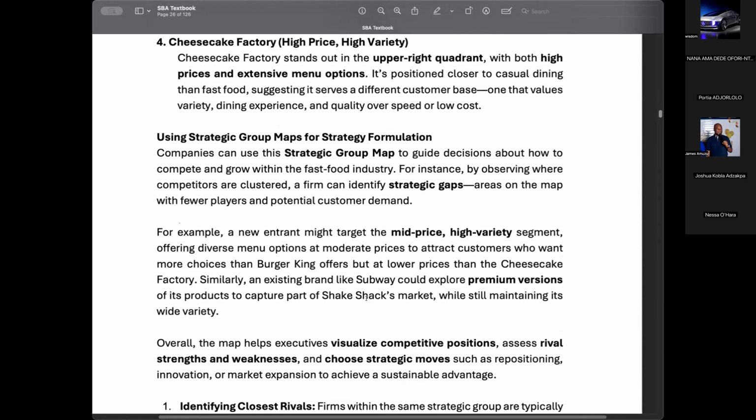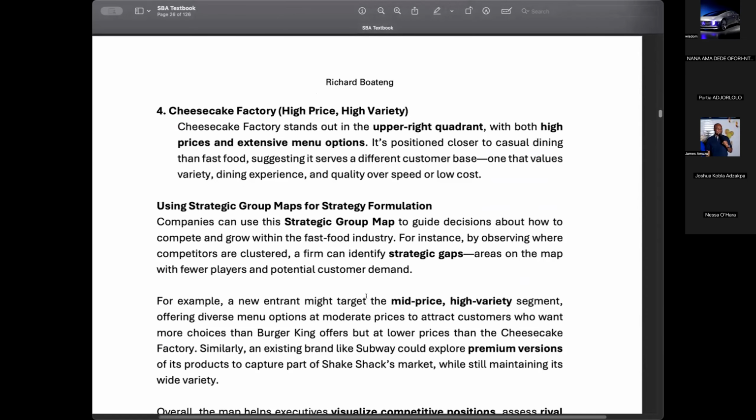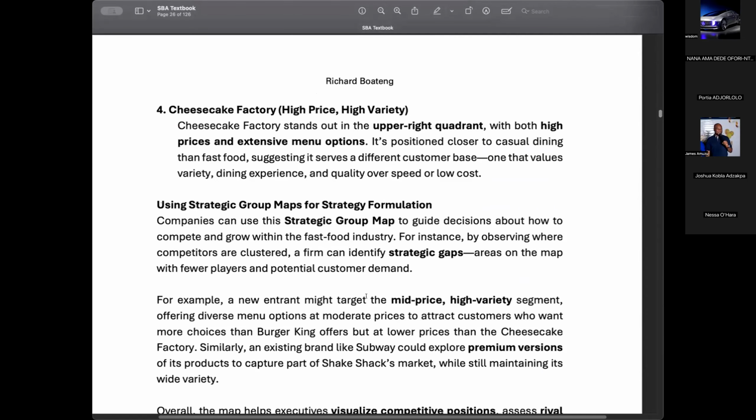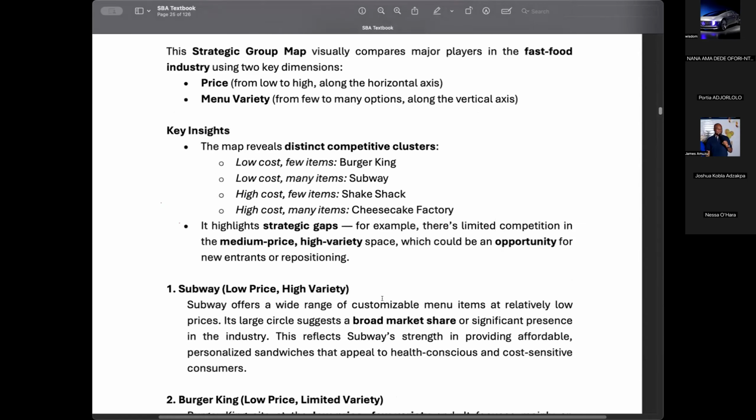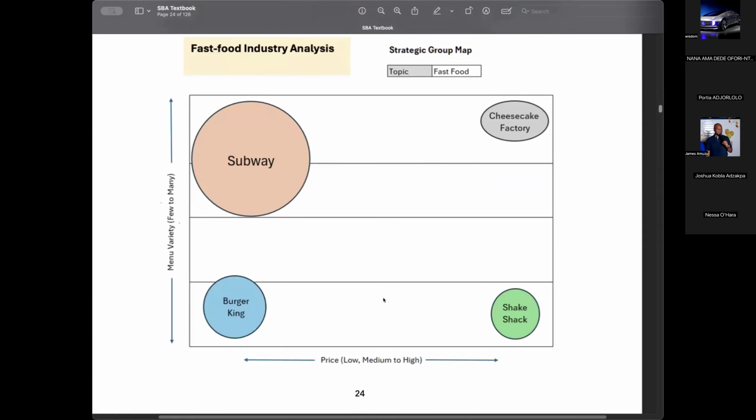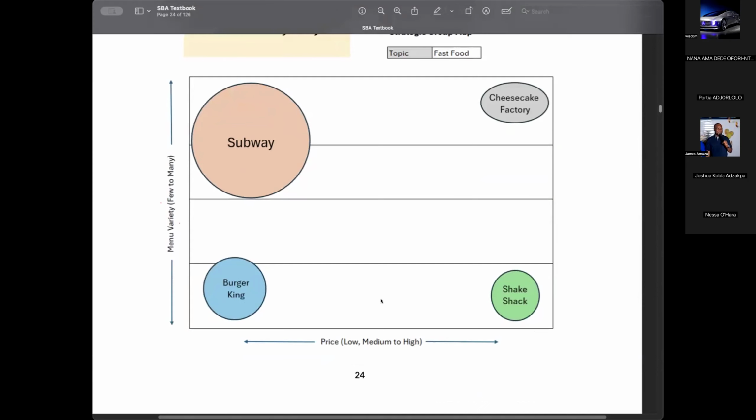Prof, can we say the other one is from middle to high? Which company is that? Can you go up, please? Yeah, Subway. It looks like they start from the middle to high in terms of their variety. Yes, in terms of their variety, that means that they go from few to many.